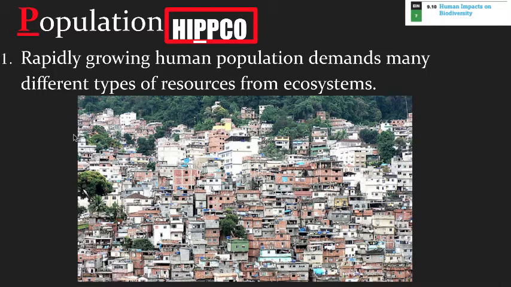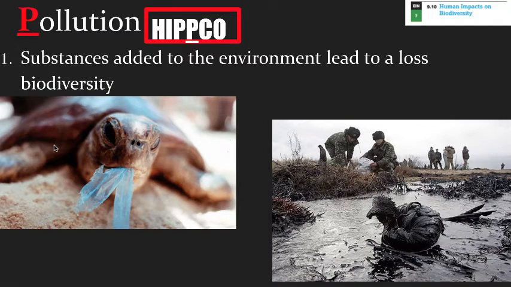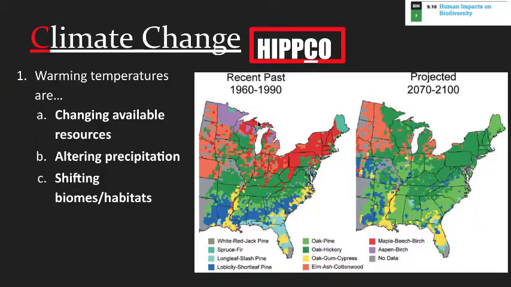The first P in HIPPCO is population, simply referring to the idea that as human populations grow, their demand for resources increases, and that infringes on the resources that our animals also need. The second P is pollution. Again, as human population grows, typically we produce more waste, and some of that waste is going into our environments, which is negatively impacting the biodiversity of our planet.